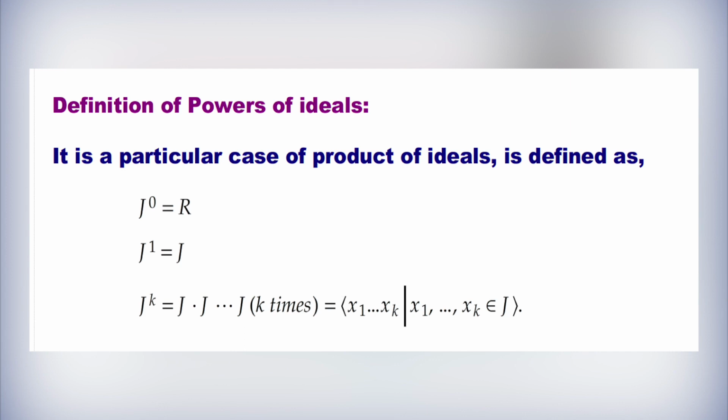Let us see the definition of the powers of ideals. It is a particular case of the product of ideals, and it is defined as J^0 is equal to R, J^1 is equal to J, and J^k is J multiplied k times, which is equal to the ideal generated by x1 x2 ... xk such that x1, x2, ..., xk belong to J.